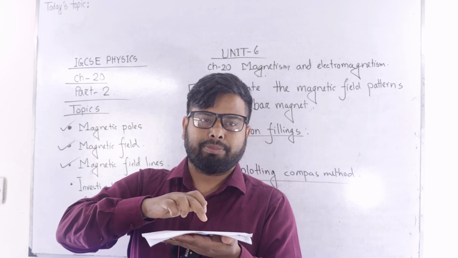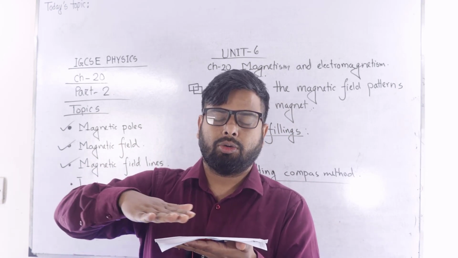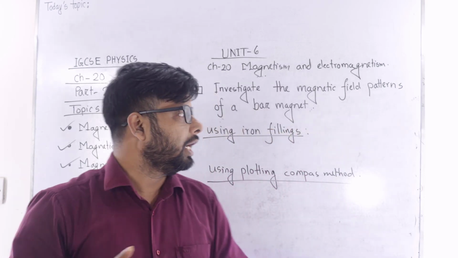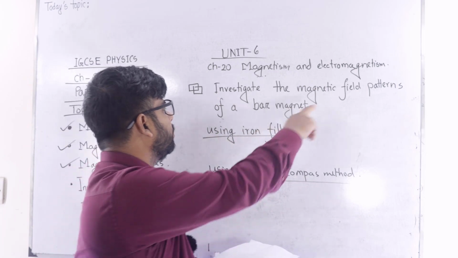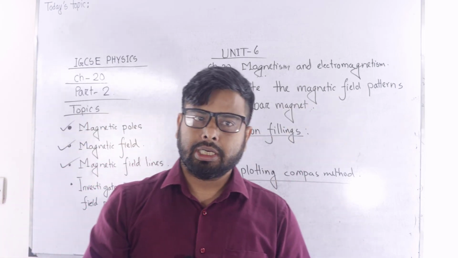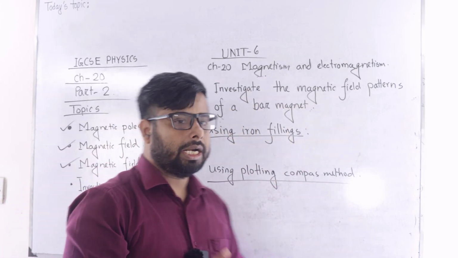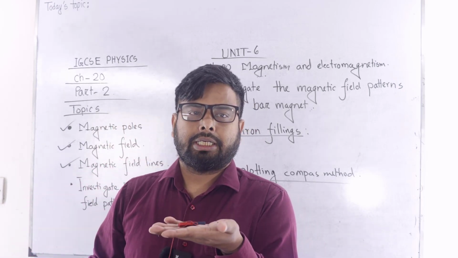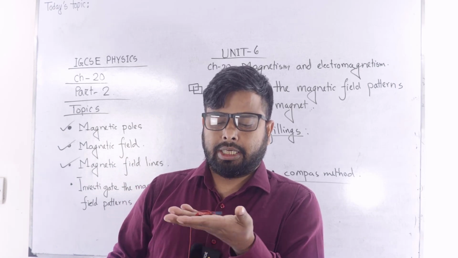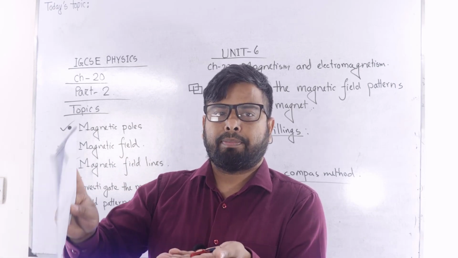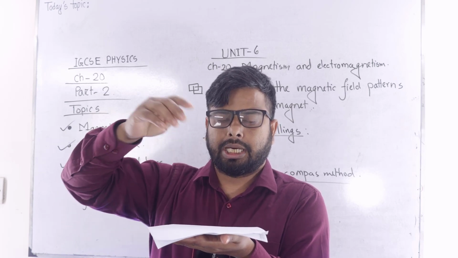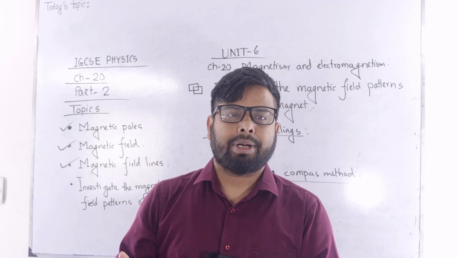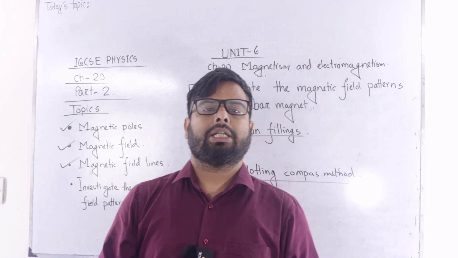Now carefully tap the paper and allow the iron filings to settle down on the field lines. Then these iron filings show the magnetic field pattern around the bar magnet. Clear? So there are three steps here. First, place a bar magnet, then place a piece of paper on the top of the magnet. Gently sprinkle iron filings on the paper. Then carefully tap the paper to allow the iron filings to settle down on the field lines.